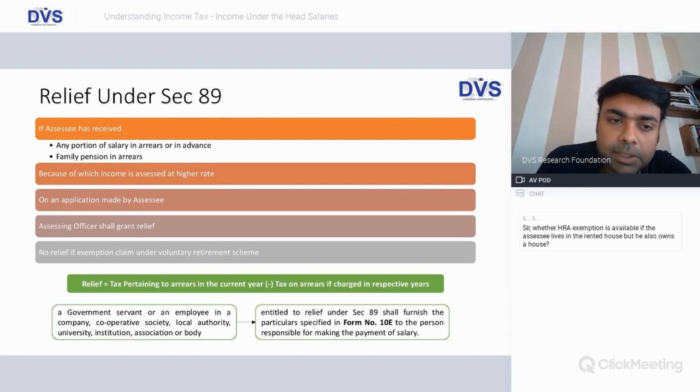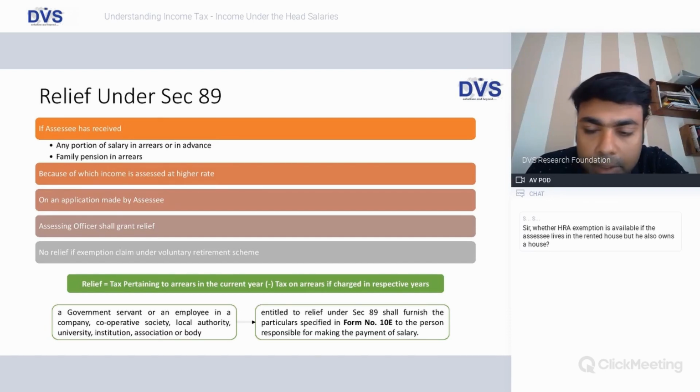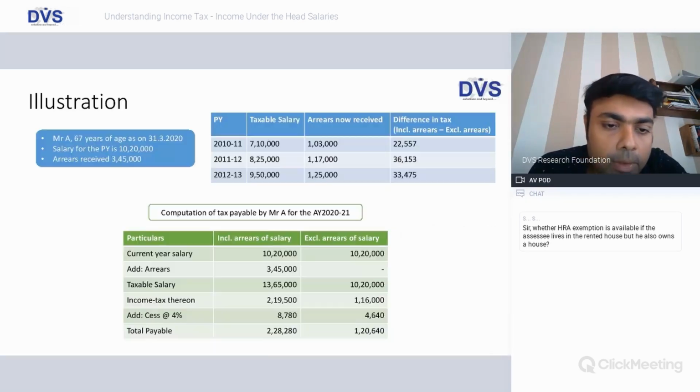Now let's get into the section with this example. If the assessee has received any portion of his salary or family pension in arrears, owing to which he gets taxed at a higher rate, on an application, the AO shall grant a relief under 89. If he is entitled to a relief, the assessee shall furnish the particulars in Form 10E for the purpose of claiming this benefit.